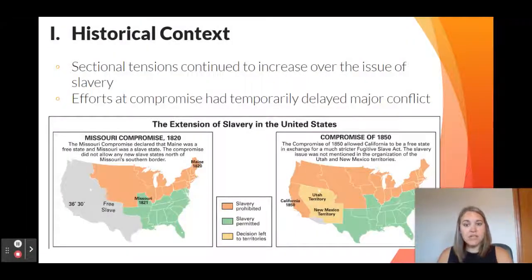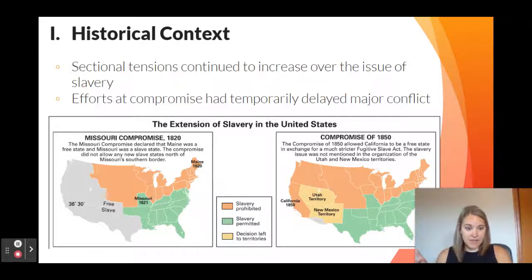So just as a reminder, leading up to the 1850s, we have the issue of slavery being a major area of conflict in American politics. So we see sectional tensions continuing to increase. However, in 1820, those tensions were temporarily resolved with the Missouri Compromise. So in the Missouri Compromise, it was determined that all that land in the orange, the northern lands, would not be allowed to have slavery.